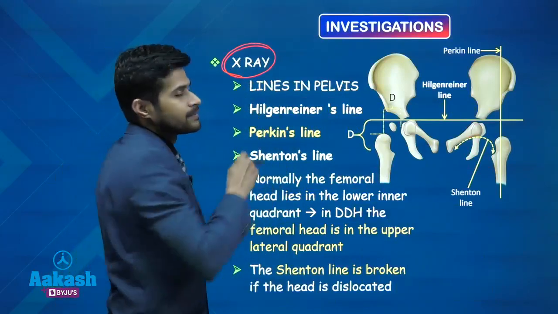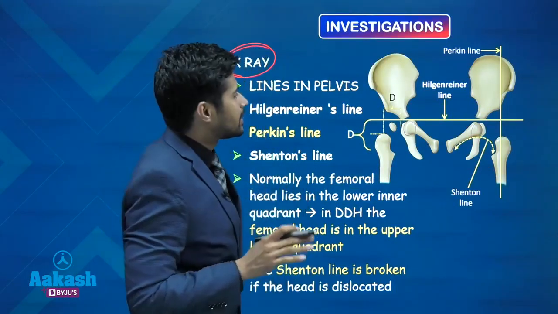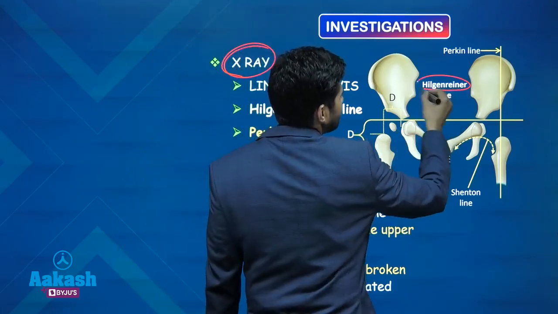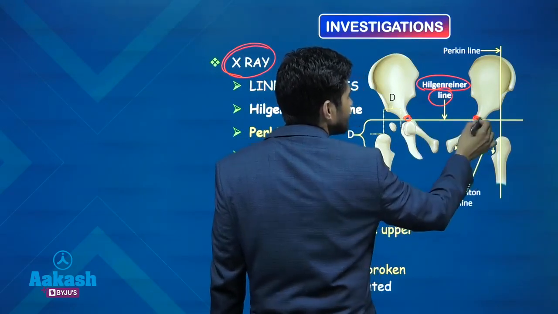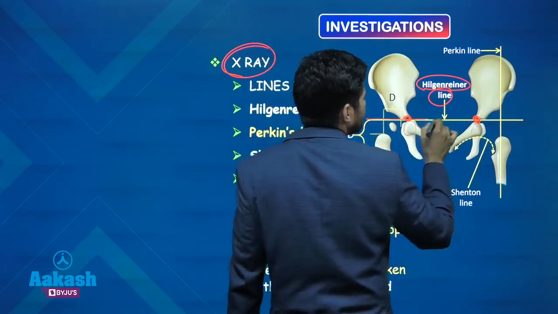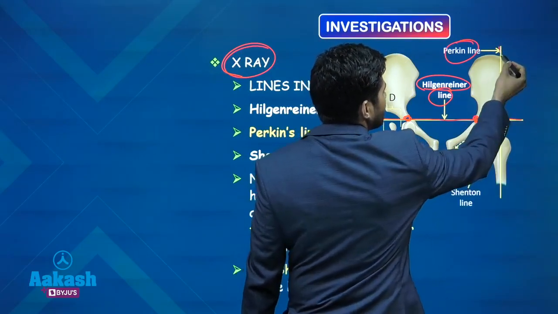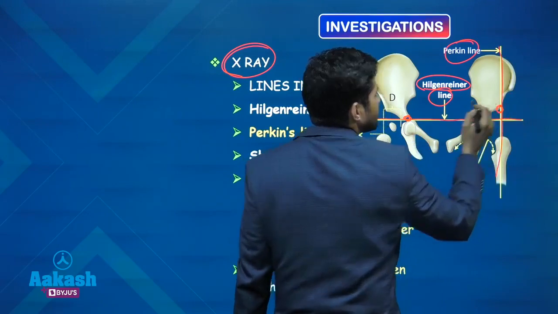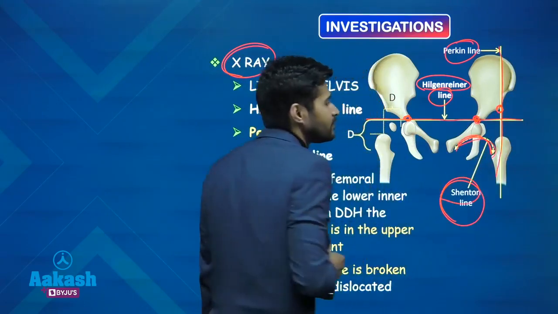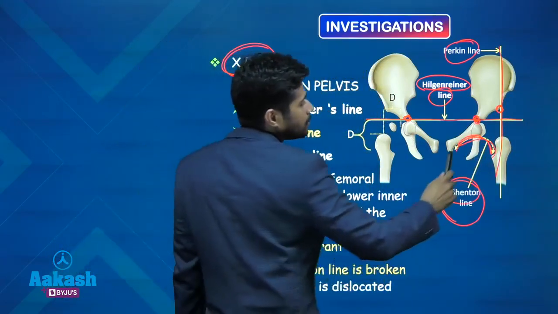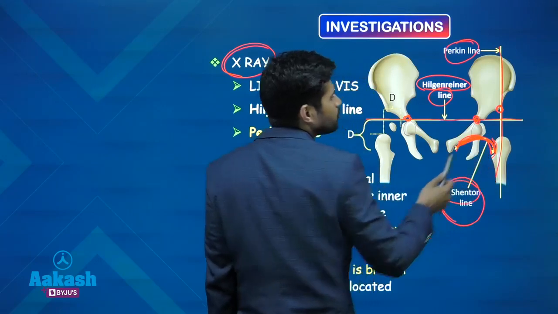Then we have radiographic assessment, X-rays, a basic investigation. There are some lines that you have to understand on X-rays in the pediatric hip. There is the Hilgenreiner line, which joins both triradiate cartilages. Then there is the Perkin line, a vertical perpendicular line dropped from the lateral edge of the acetabulum. And then we have the Shenton line, or Shenton's arch, that we have read about in adult neck of femur fracture and also in trauma, where there is a breakage of Shenton's arch. This is the Shenton line: the lower border of the superior pubic ramus and the medial edge of the proximal femur.